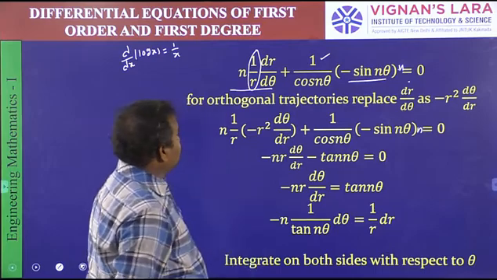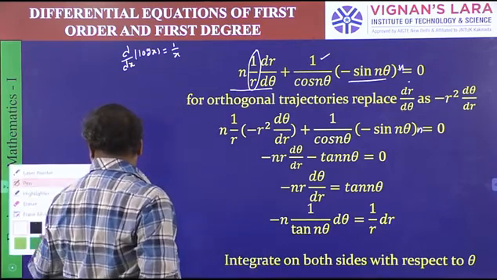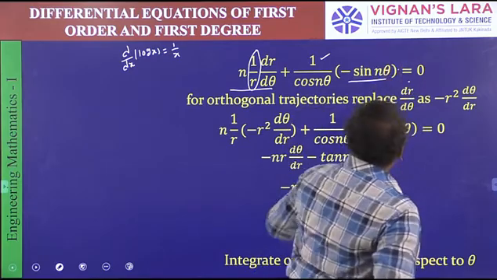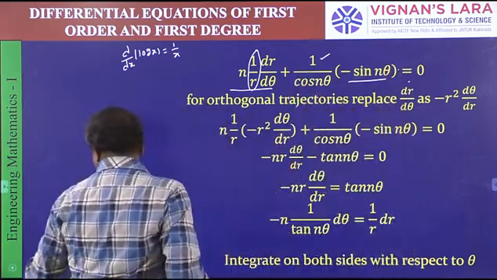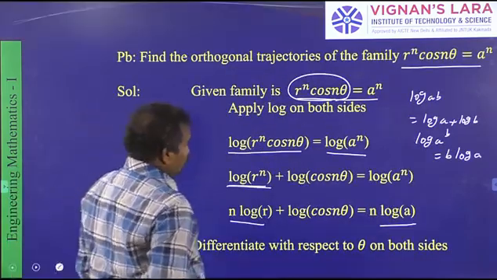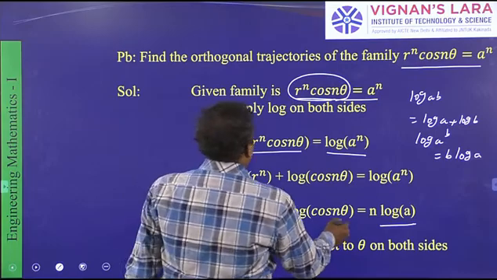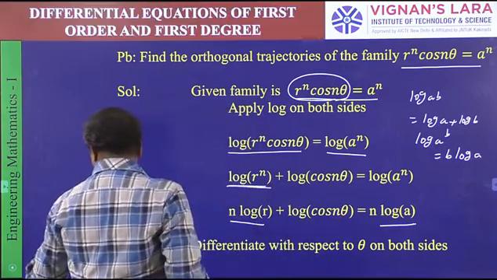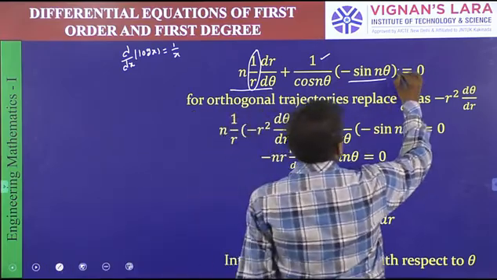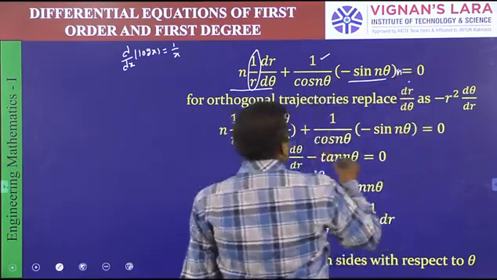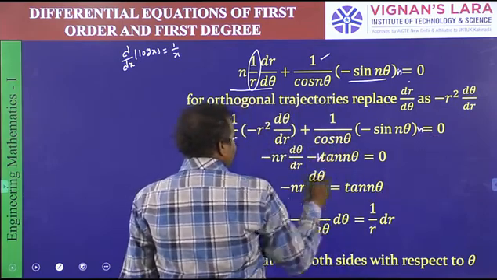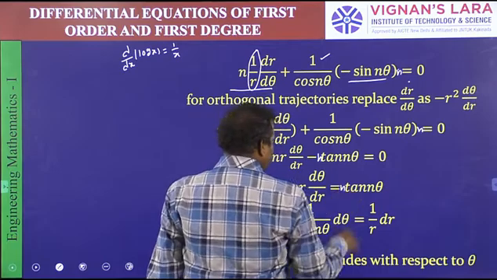Here, actually you will get n here. So this, here log of cos n theta. So here I will get n, so here also I will get n. This one n and this one n.